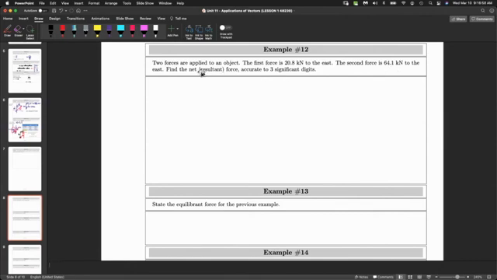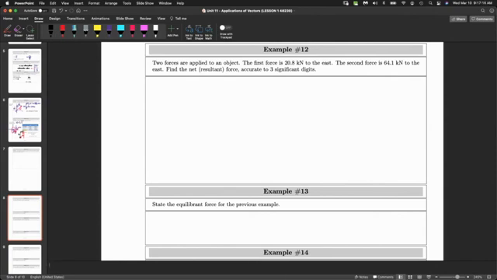So when I want to find the resultant force, is it really that easy? What do you think the answer is? Let me know in the chat. What do you think the final answer is? Yeah, it is that easy. Anthony, yes. Because they're both east.